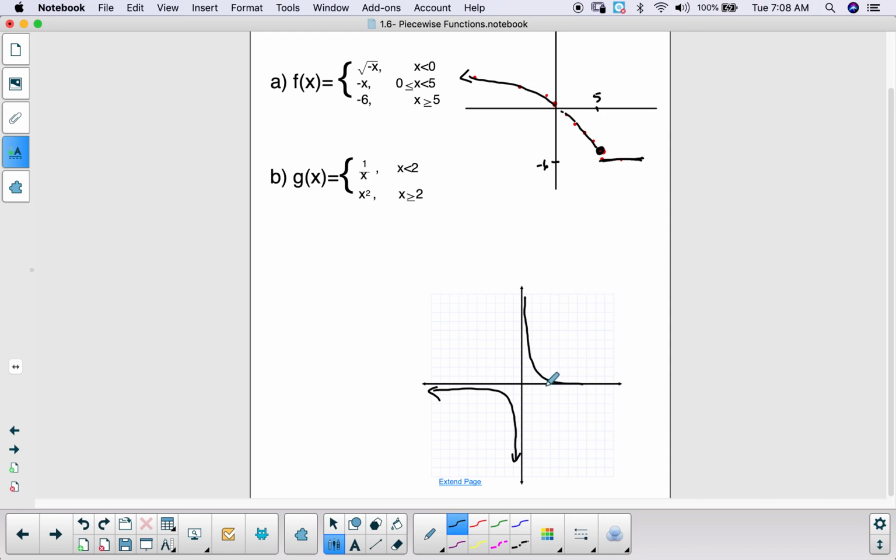But now at x equals 2, there is a break. So you're going to stop at x equals 2, and it's going to be x squared. So at x equals 2, g of x equals 2 squared, which is 4. So at x equals 2, now the value is 4, right? And then from then onwards, you have the quadratic function x squared.